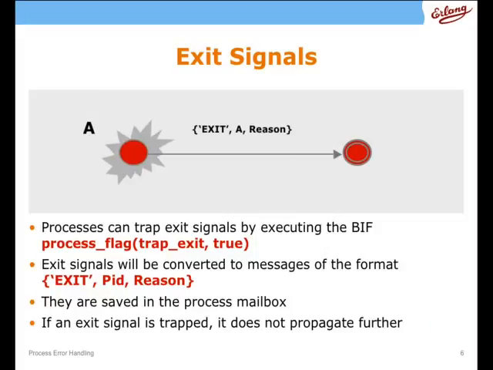So in this example, the process on the right, if it's trapping exits, will receive a message of the form exit, second argument A, the PID of the process that's exited, and the third argument being the reason. And most importantly, this stops the propagation of exits through the system. So if you trap an exit signal, it doesn't propagate any further than the process which trapped it.